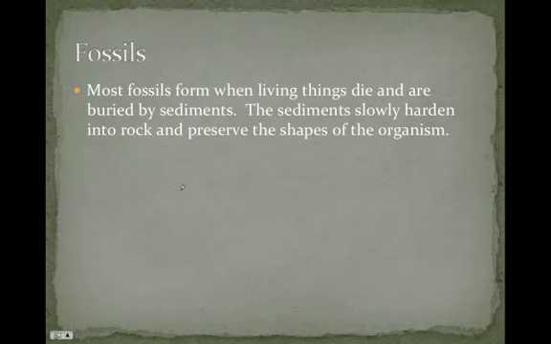Fossils, again. Sedimentary rocks are unique in that they are the only type of rock that contains fossils. So most fossils form when living things die and are buried by sediments. Once those sediments harden into a rock, they preserve the shape of the organisms. We have in our classroom lots of different types of fossils. But if it's a fossil in there, it can only be a sedimentary rock because, of course, igneous comes from magma or lava, which would not contain sediment. And then metamorphic, the heat and pressure that forms a metamorphic rock would destroy the fossil.